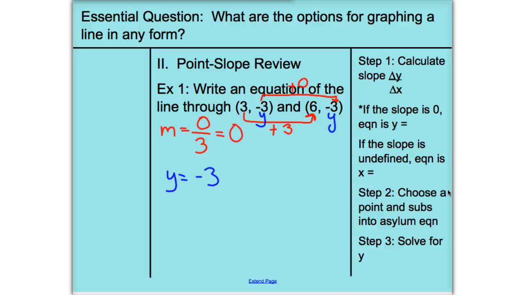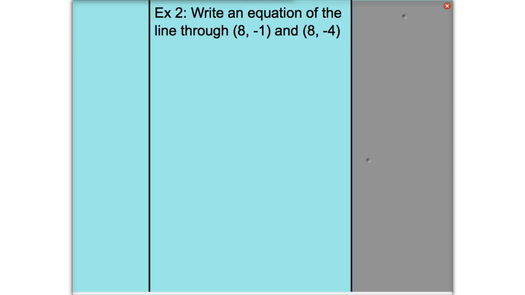So the rest of these steps are, if you forget this, you can still go through the process of substituting it into that point slope form. But if you remember this, it will be a much faster way to write your equation. So let's see what happens on this one.